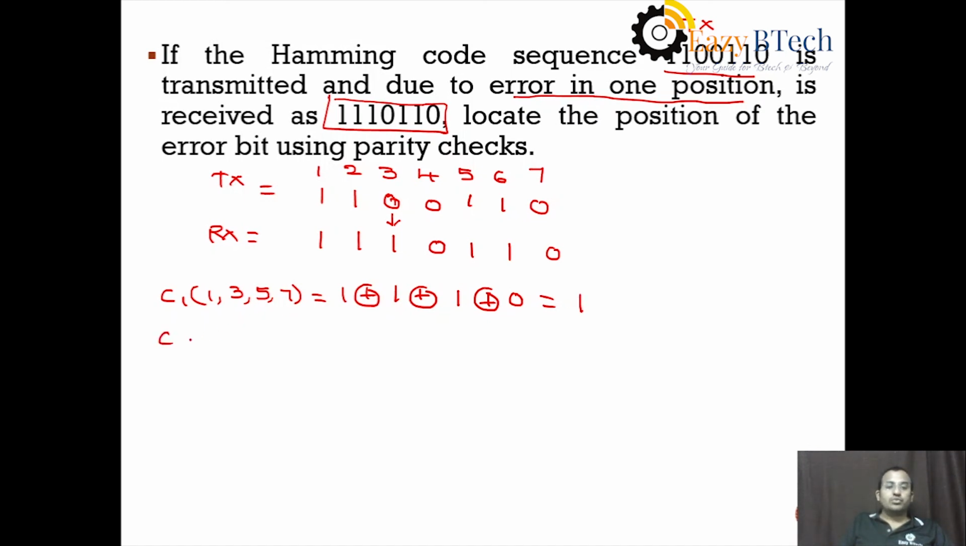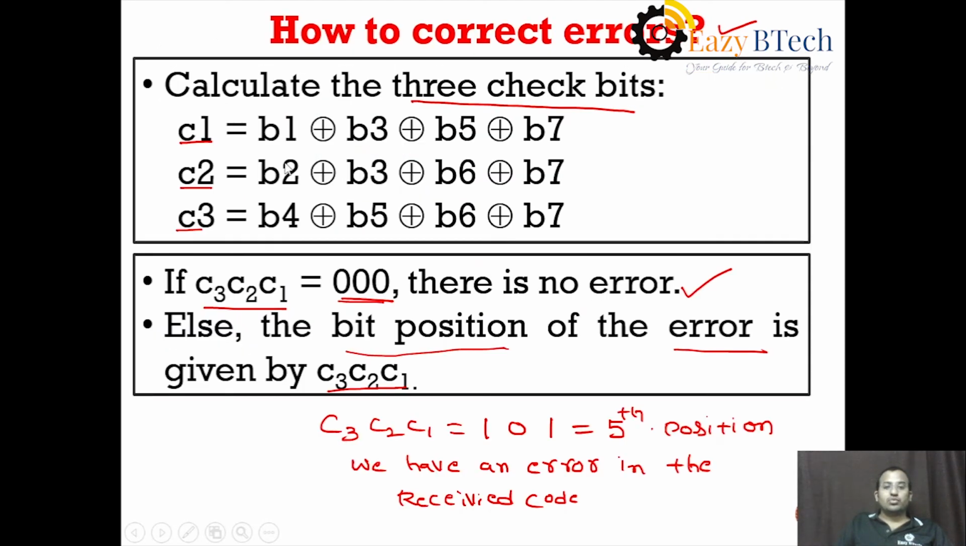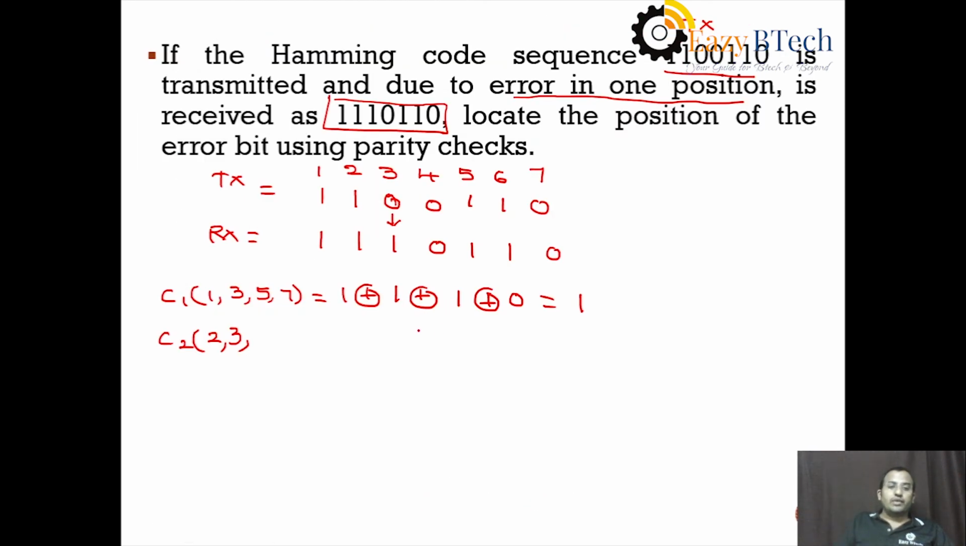Next, for C2, we have to consider the positions 2, 3, 6, 7. What is the bit in the second position? It is 1, in 3 it is 1, in 6 it is 1, and in 7 it is 0. 1 modulo 1 is 0, 0 modulo 1 is 1, and 1 modulo 0 is 1. So C2 is 1.